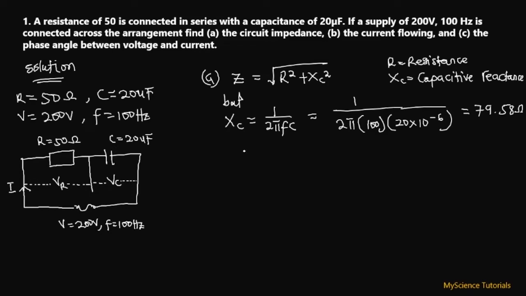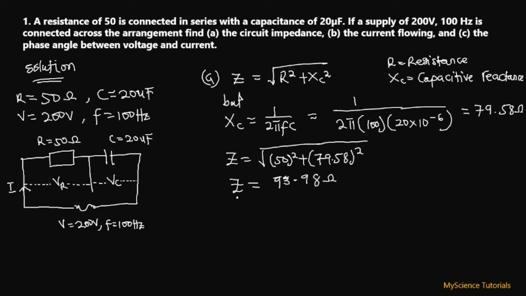Now that we found that, we can go ahead and find our impedance, which is equal to the root of our resistance, which is 50 ohms, so we have 50 squared plus 79.58 squared. Now, if we compute everything into our calculator, we are going to get the value for the impedance to be 93.98 ohms as our answer for the impedance of this entire circuit.